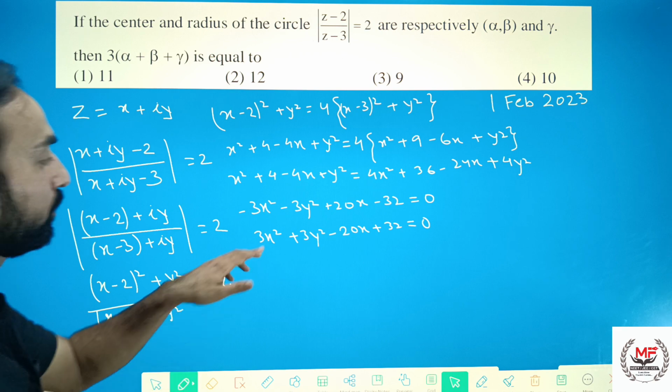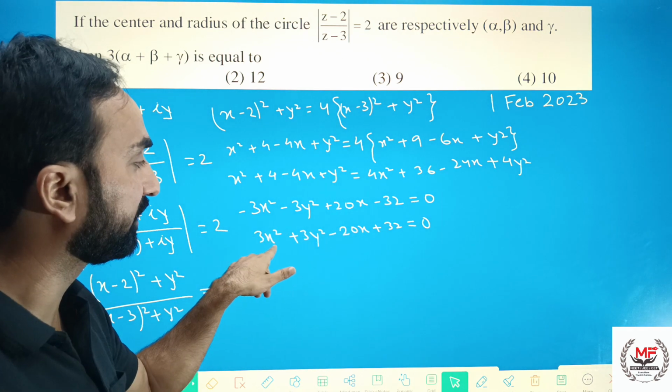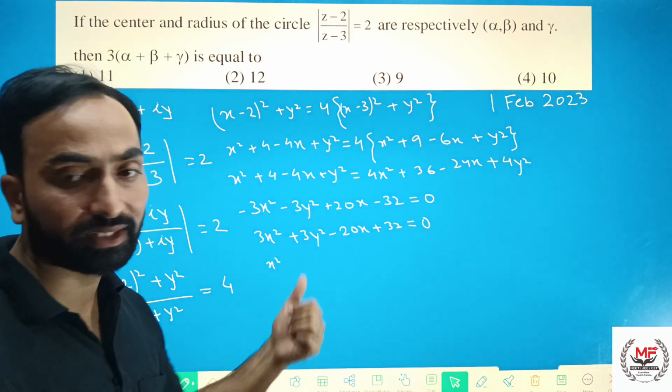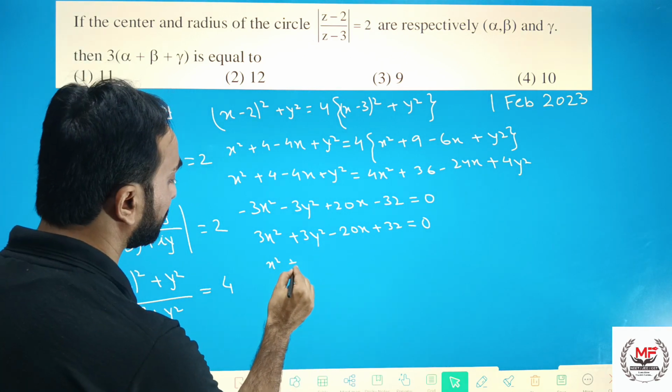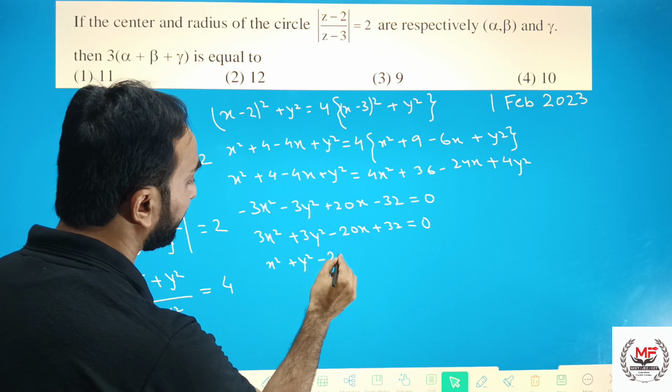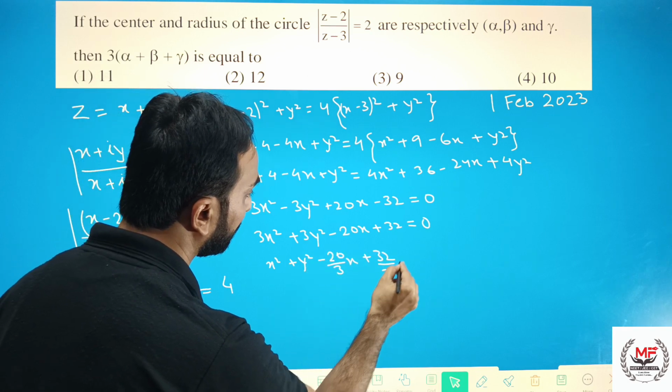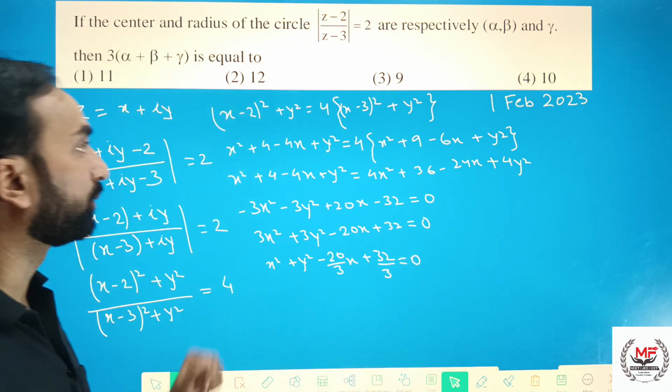The next step we can do is divide each and every term by 3 so that we can get x square plus y square. After dividing each and every term by 3, we get x square plus y square minus 20 upon 3 x plus 32 upon 3, right? So this is the final equation.